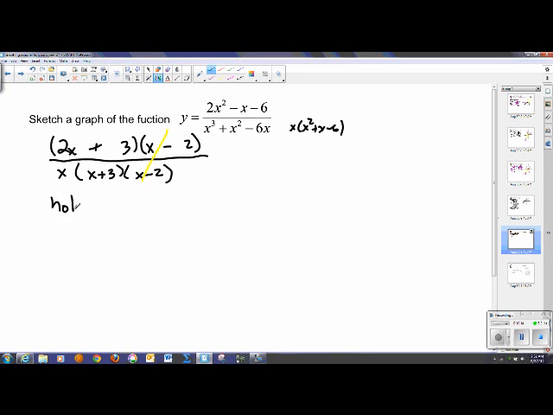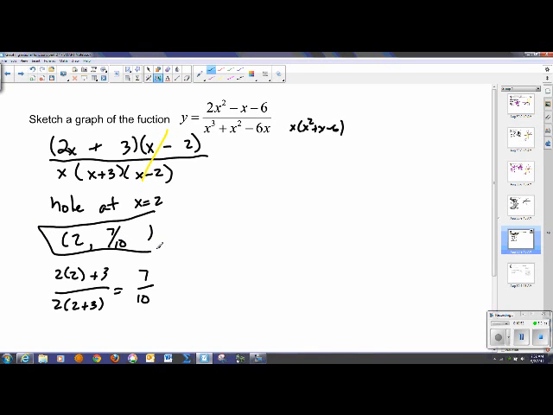I have a hole at x equals 2, but I want to find my y value. So in order to find my y value, I'm going to plug the value of 2 into what's left in my remaining function. So I have 2 times 2 plus 3 over 2 times 2 plus 3. That gives me 7 over 10. And my hole is now at (2, 7/10).